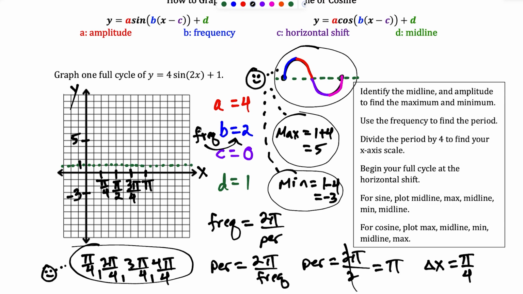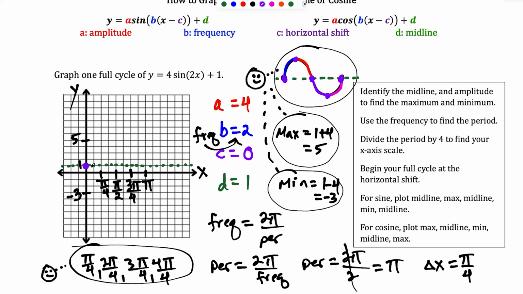So now we could just go ahead and follow this pattern from before. For sine, we're going to plot midline, max, midline, minimum, midline. So what that means is we mark it over here. We're starting on the y-axis, but we're starting at the midline first, at 1, and then I go to the maximum. We have midline, and then we go to the max. We go back to the midline, we go to the minimum, and then back to the midline.